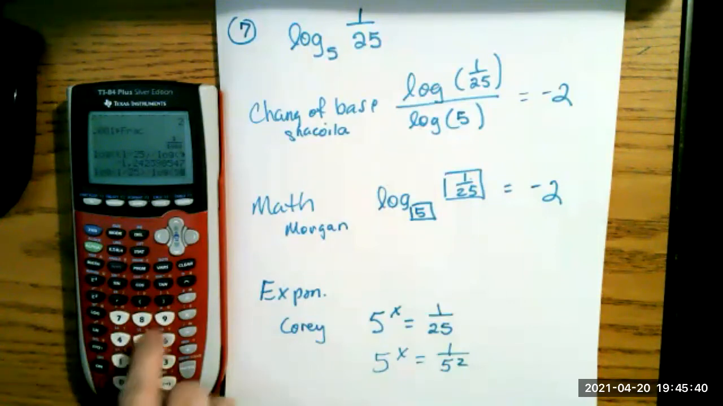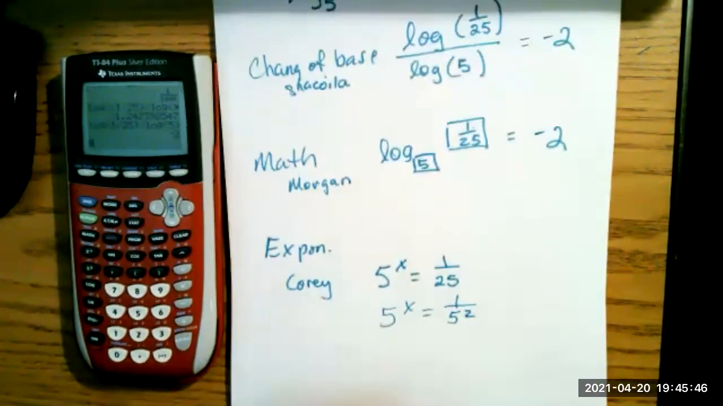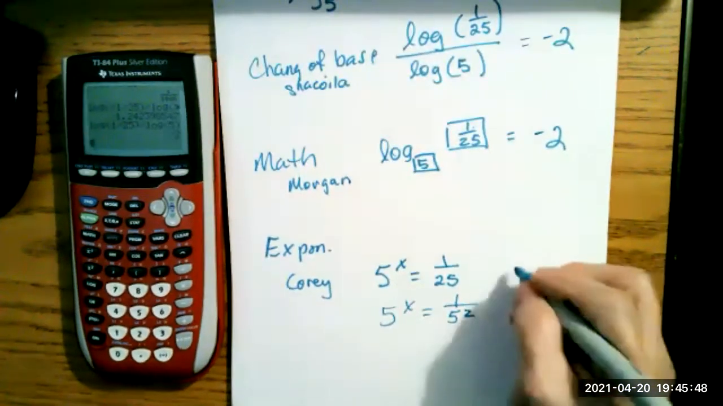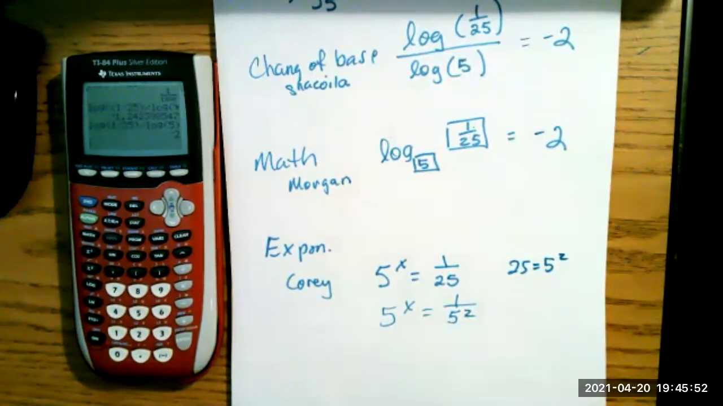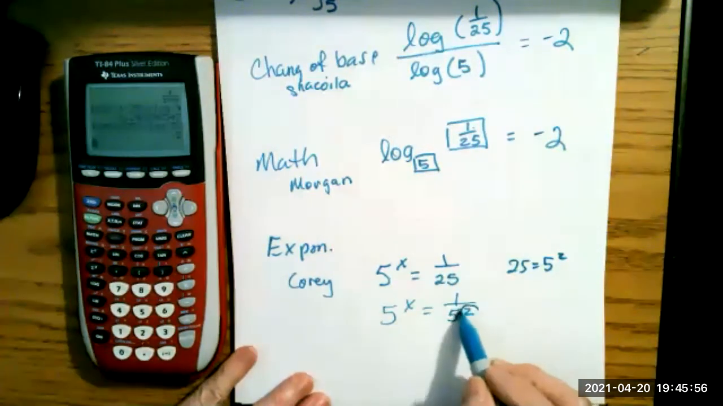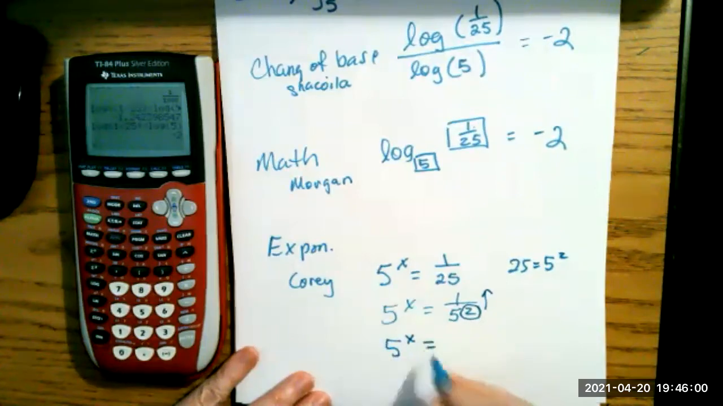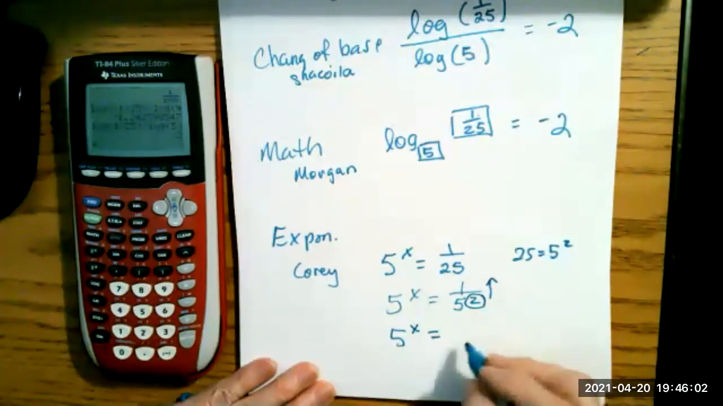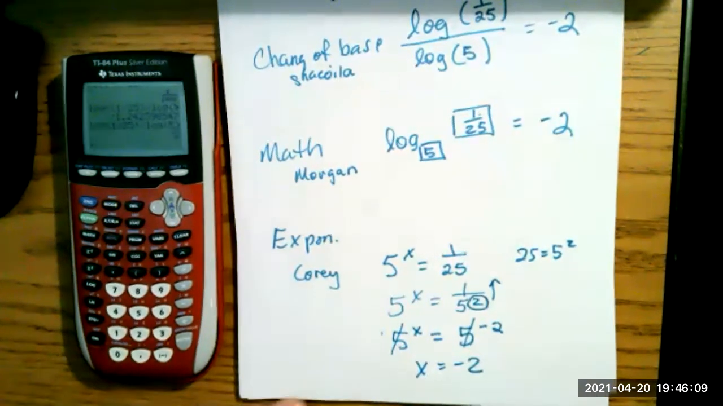Where did the 52 come from? Oh, 5 squared. That's 25. 25 equals 5 squared. Okay, because I was like, what? But it's in the bottom. How did we get it in the top a while ago? Make it negative. Now then, they're both base 5, so I have x equals -2.